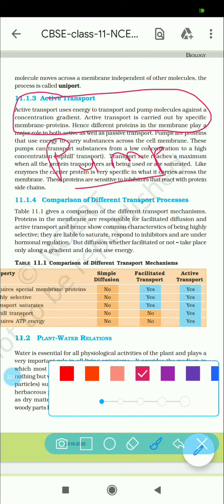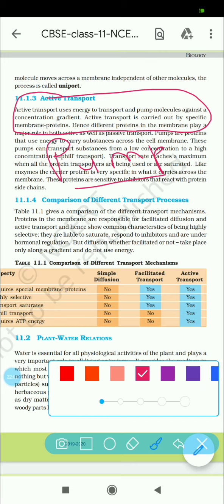Over here also maximum transport can be reached when all the protein transporters are being used, and they are also sensitive to inhibitors. They are very specific in their role, just like enzyme substrate combination. So ATP is used and it is against the concentration gradient for active transport. I hope you know that.